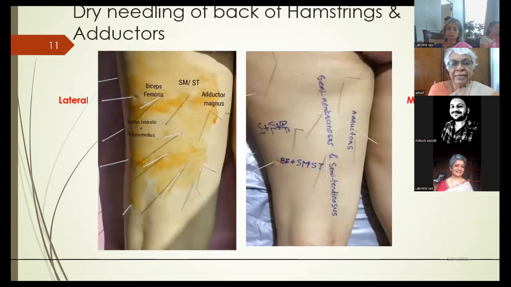So this is dry needling of the back of the thigh. Here we are needling. The needles are in the hamstrings, the semimembranosus, semitendinosus, and in many cases even the vasti are needled, vastus lateralis and vastus medialis. This is the medial and this is the lateral part. And here we can see how the semimembranosus, semitendinosus, and the biceps femoris are needled.